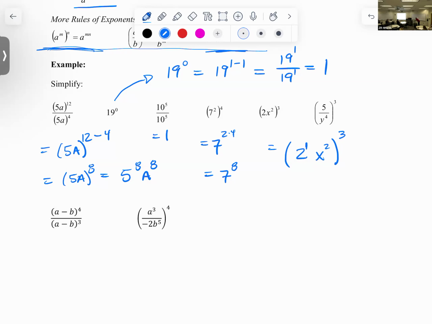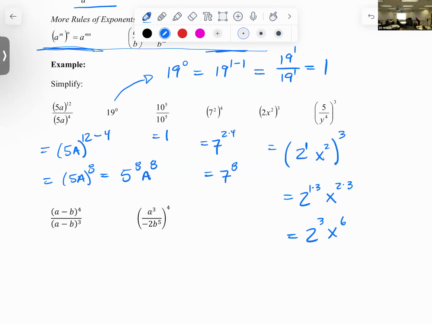Then this follows the same rules as multiplying exponents. So I have 2 to the 1 times 3, x to the 2 times 3. So if the exponent isn't specified, there's a hidden 1 in there. And so that becomes 2 cubed, x to the 6th.